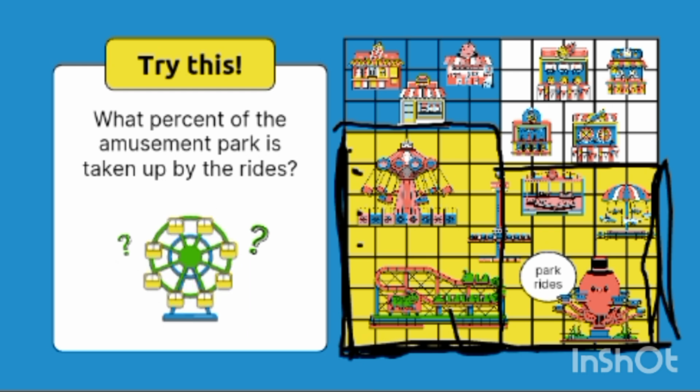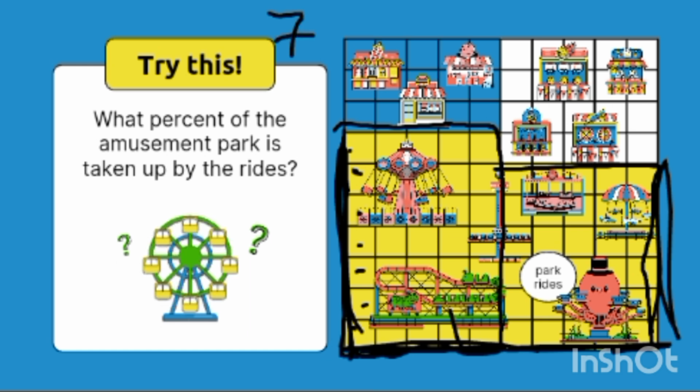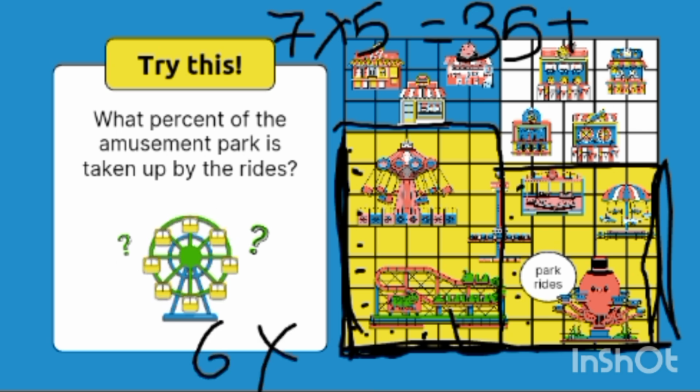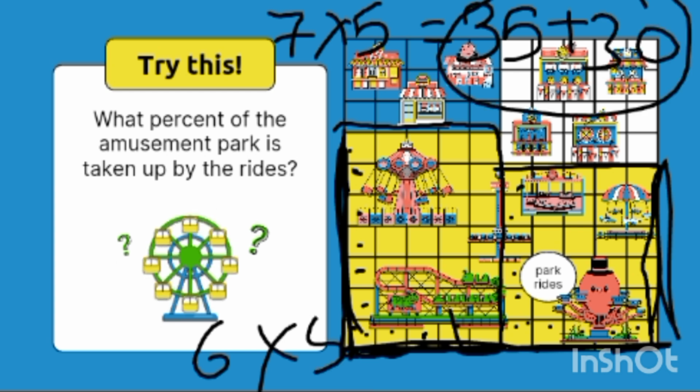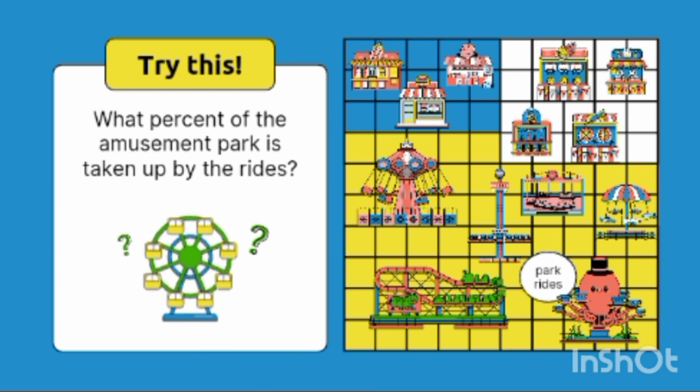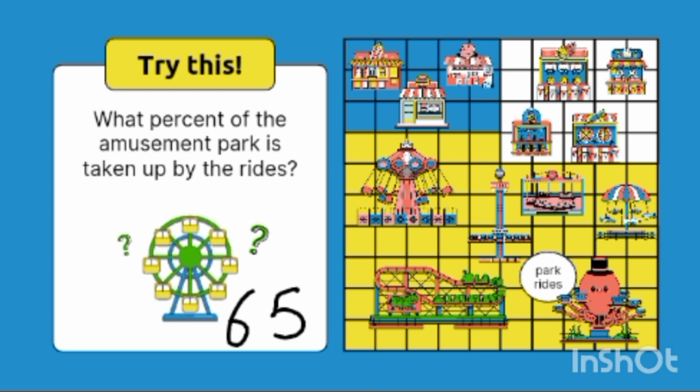So 1, 2, 3, 4, 5, 6, 7. So we have 7 into 1, 2, 3, 4, 5, which is 35, plus we have 1, 2, 3, 4, 5, 6. 6 into 1, 2, 3, 4, 5, which is 30. So when we add them, we will get 65. You know how the area comes into our real life.